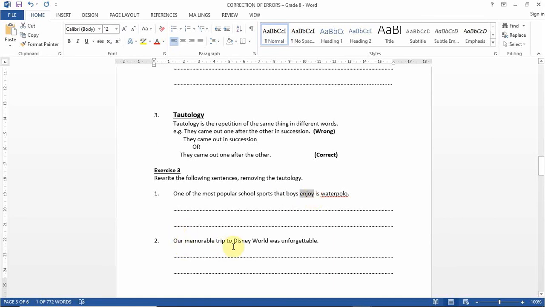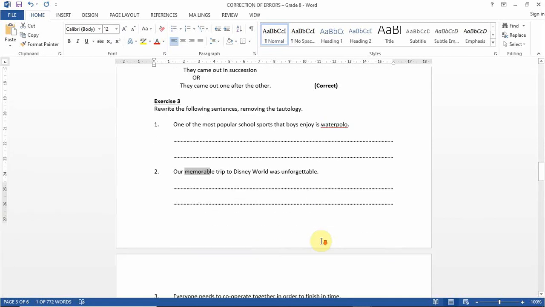Number 2, our memorable trip to Disney World was unforgettable. Okay, if it was unforgettable, you're never going to forget it. It kind of means the same thing as memorable. Like, memorable means you're not going to ever forget it. So I can get rid of memorable and I can just say our trip to Disney World was unforgettable, and the meaning of the sentence that I'm trying to convey is the same.